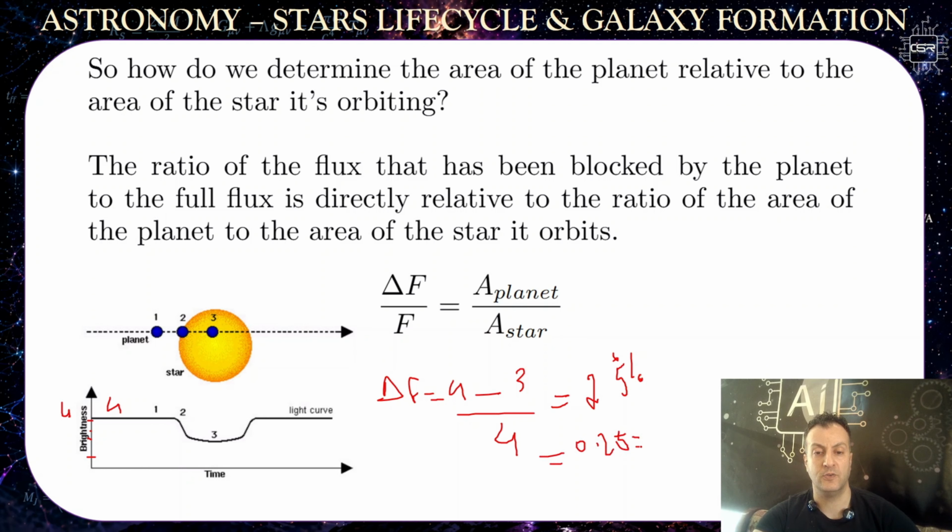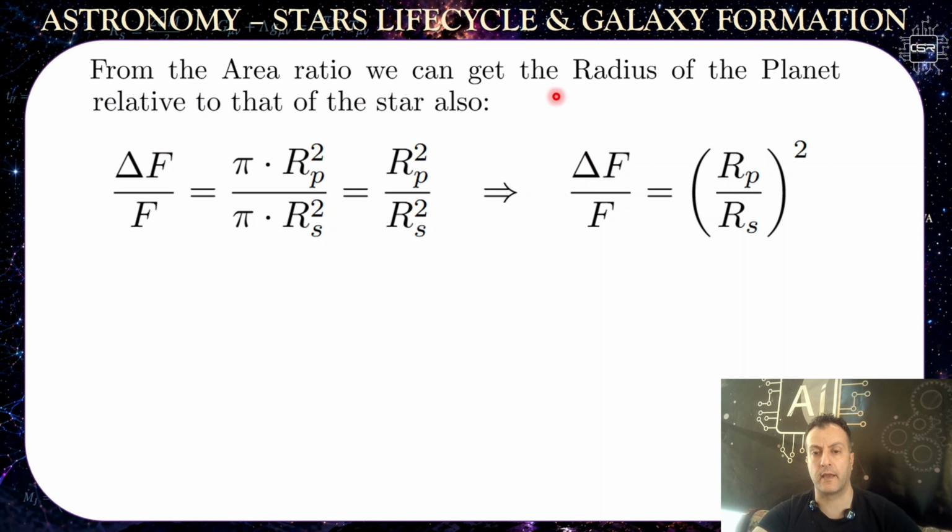0.25. This is equal to the ratio of the area of the planet divided by the area of the star, which is 4 pi r squared, by the way. It is the area of the sphere entirely, but from that you can get the radius of the planet as well. So from the area ratio, we can get the radius of the planet relative to that of the star. Delta F over F is equal to 4 pi Rp squared divided by 4 pi Rs squared. The 4 pi is removed because you can factor it out from the numerator and the denominator, but don't forget, we have a 4.